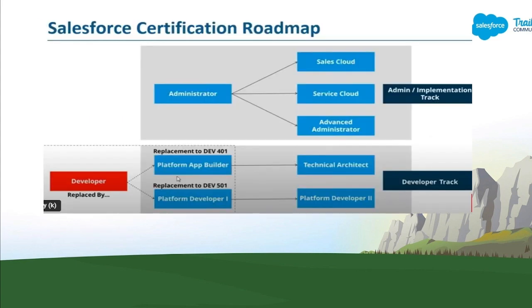Then the Salesforce certification roadmap. Firstly, you are an administrator. The administrator has access to these implementations and controls: the Sales Cloud, the Service Cloud, and the advanced administrator. Now if you are going for the developer, then there is the platform app builder and the platform developer. These two are different things. With the help of the platform app builder, you move toward technical architect. And with the help of platform developer 1, you move on to platform developer 2, and then move on to the last track, that is the developer track.